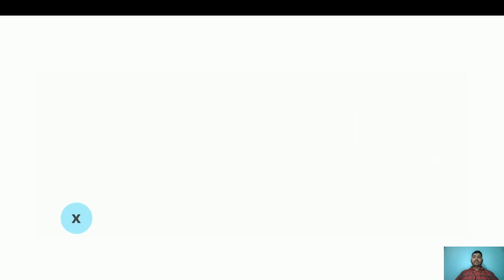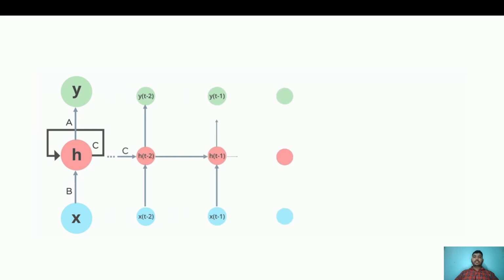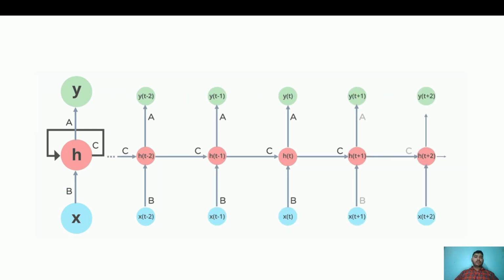Here you can see the animation of the entire RNN architecture. So it unrolls, and finally we get the output, right?